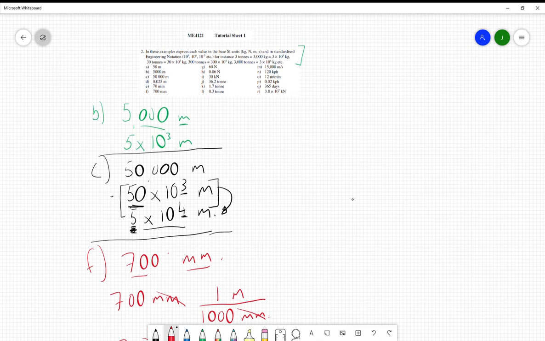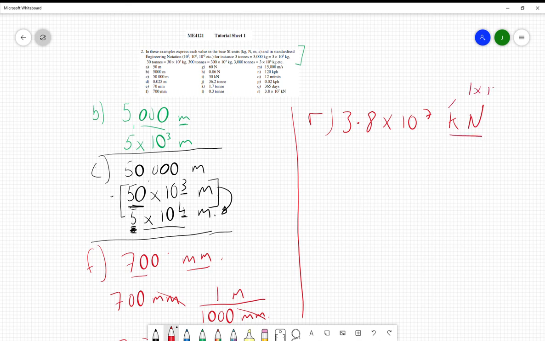If we were to do one more, because we've been concentrating on millimeters and meters, let's do R. R is kilonewtons. So we have 3.8 by 10 to the 7 kilonewtons. To convert, we're already in kilo, which we know as 1 by 10 to the 3, so we just add the 3 to what we have already. So that turns into 3.8 by 10 to the power of 10 newtons.